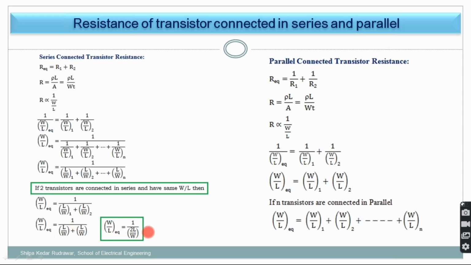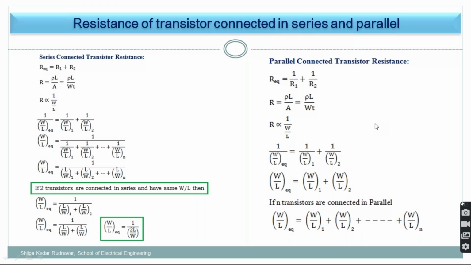This equation is very important: the W by L equivalent for the two transistors is equal to 1 upon 2L by W. And when two transistors are in parallel, the equivalent is written as 1 upon R1 plus 1 upon R2, and its equation will be like this. Most probably we will use this equation only, and we will see why in the coming PPT. So just remember this particular equation. The rest, just read from the notes.